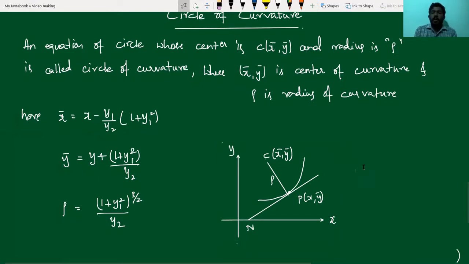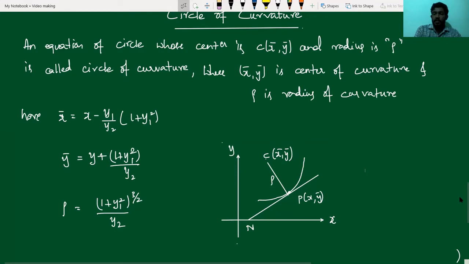Now we study what we mean by x bar, y bar and rho. As the definition says, if we consider an arbitrary curve and a point P of x comma y on that curve, the center of curvature with respect to that point always lies along the normal drawn to that point. Here PC is the normal drawn to the point P of x comma y, and this x bar comma y bar forms the center of curvature to the point P. And here rho represents the radius of curvature.